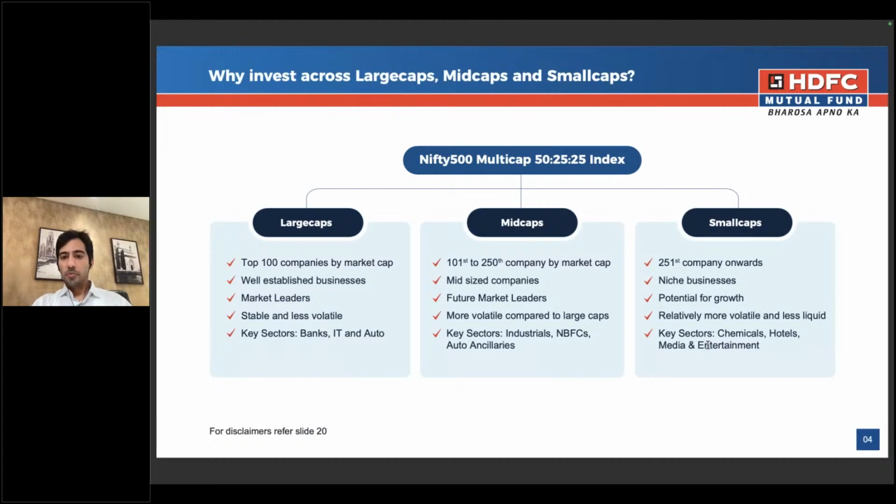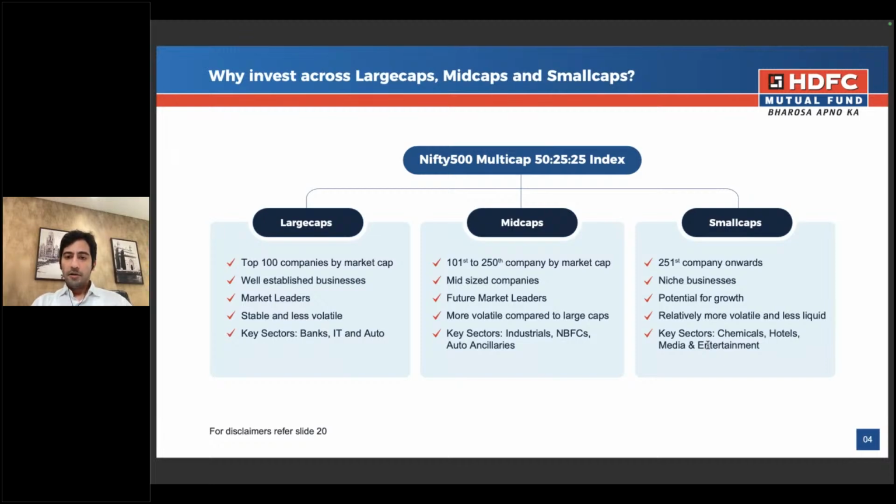So the point of this slide is that each of these segments, large, mid, small, have a very unique flavor to them. In large caps you get exposure to certain kinds of segments which are generally well established. In mid and small you get companies which generally have good growth potential, and you are getting exposure to certain sectors that are not as present in large caps. So it's a very diverse offering that you get when you combine large, mid, small.